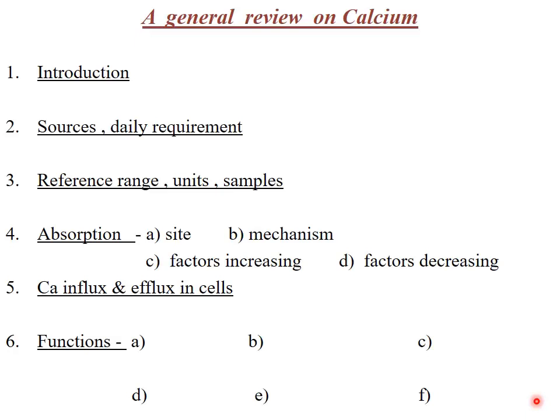The third function is nerve conduction. It helps in the transmission of nerve impulses. Then there are other functions like secretion of hormones, where insulin secretion is increased. Then parathyroid hormone secretion depends on calcium. That means when the calcium level is less, parathyroid secretion is higher. Again, calcitonin.